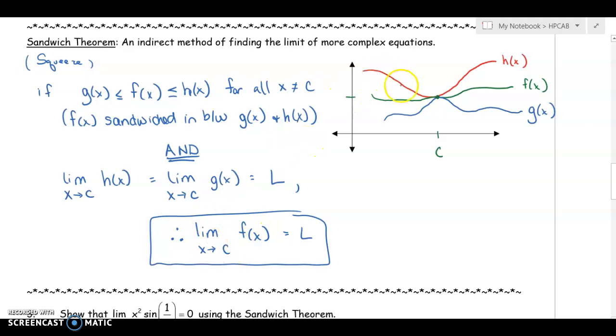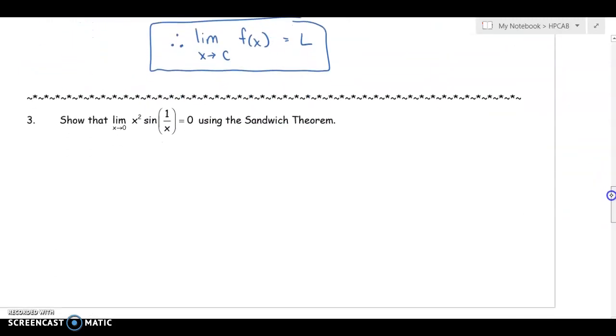All right, and so if the red function and the blue function's limits are equal to the same L value, whatever that happens to be, then the sandwich function also has to have the same limit. And hopefully you can see that. If you take the limit of this green line as x approaches c, it's also approaching the exact same y value. So if f of x is sandwiched in between them and the limits of g of x and h of x are the same, then the limit of f of x has to also be that exact same value. And I will show you that with this guy.